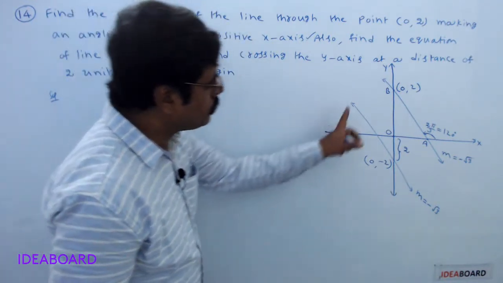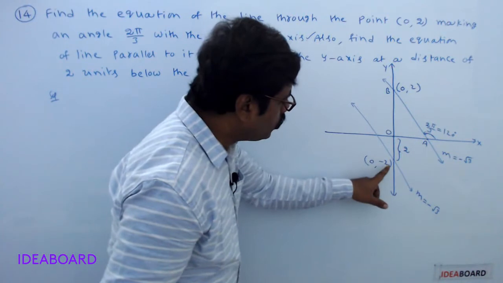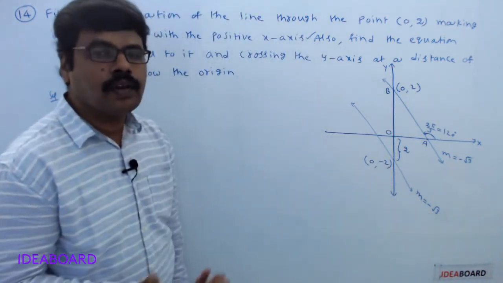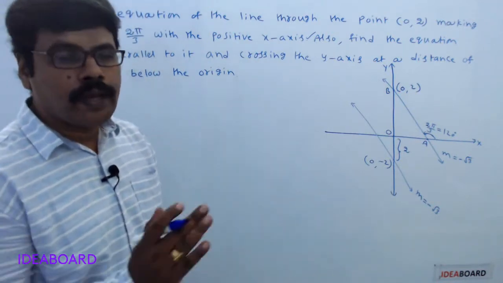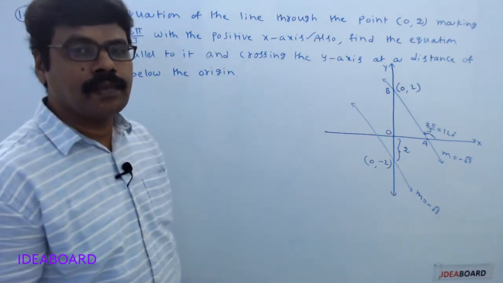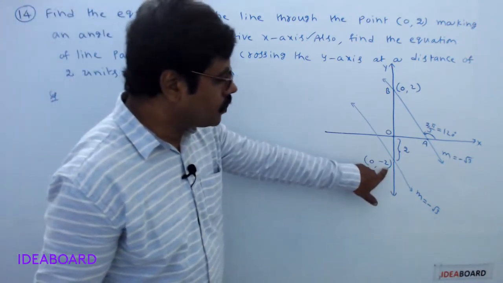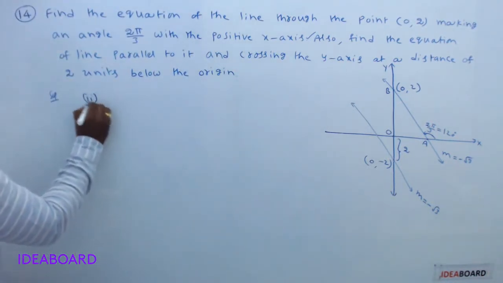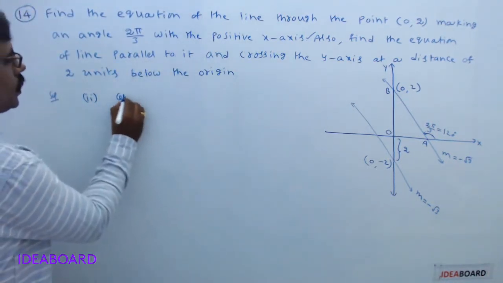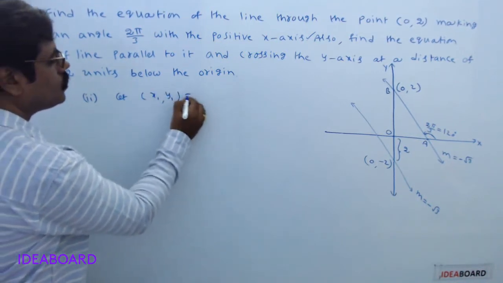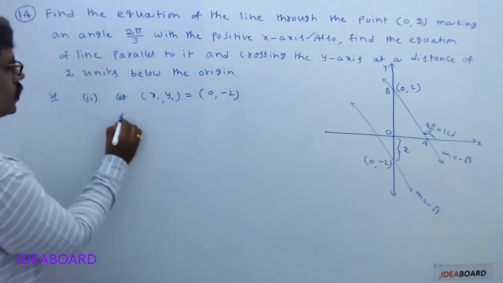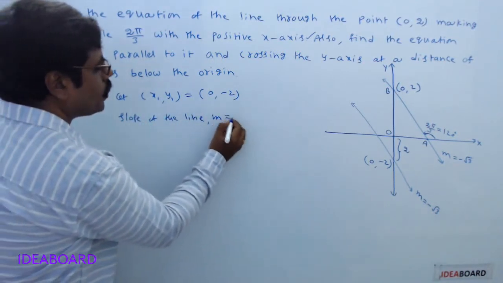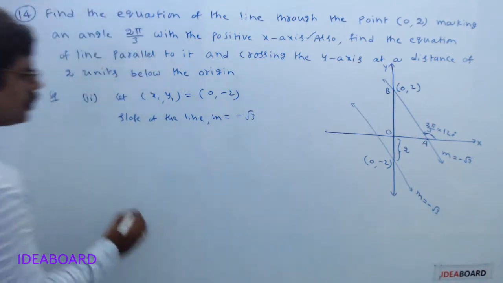From the diagram, this line passes through the point 0, minus 2 and has slope minus root 3. So you can apply the slope-point form: y minus y1 equals m into x minus x1. This is the point x1, y1 and this is the slope. Coming to the second part of the problem, let x1, y1 equal 0, minus 2. The slope of the line m equals minus root 3.